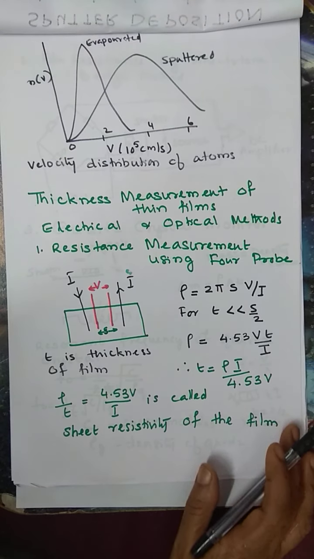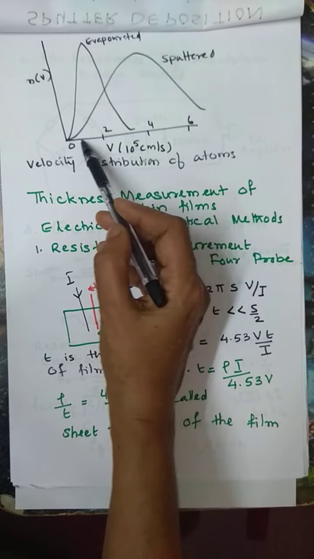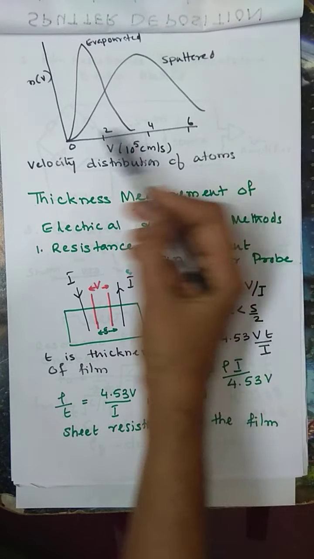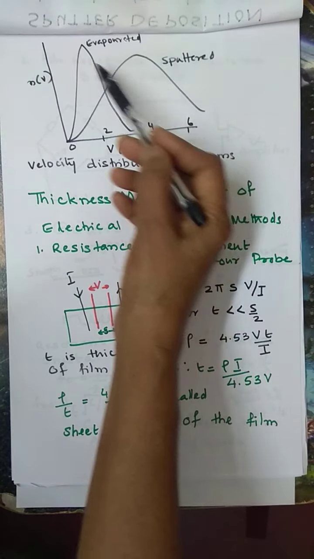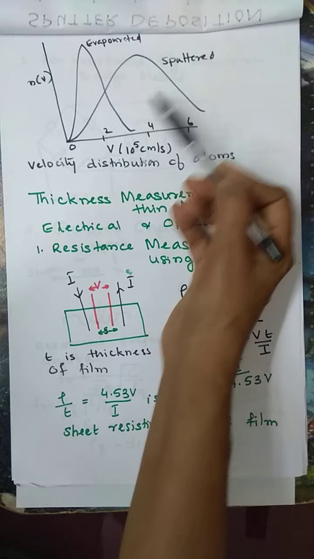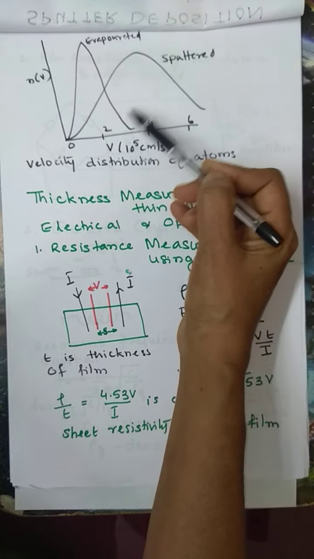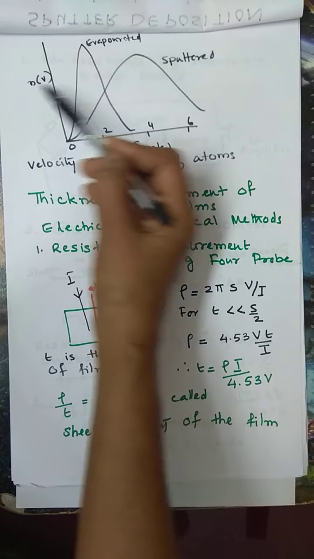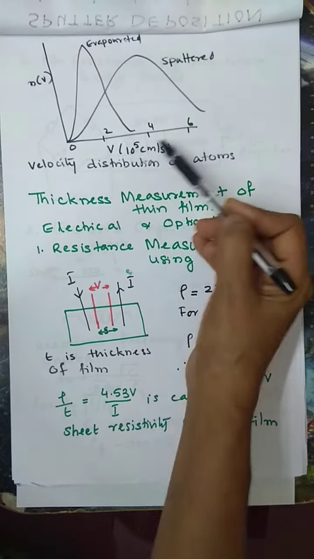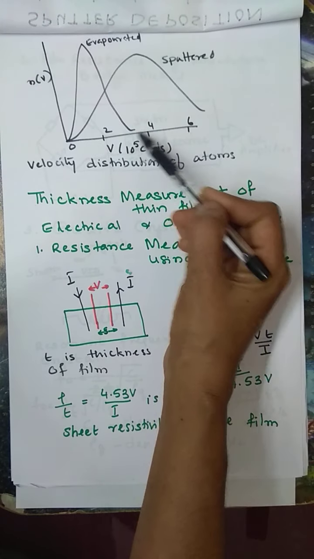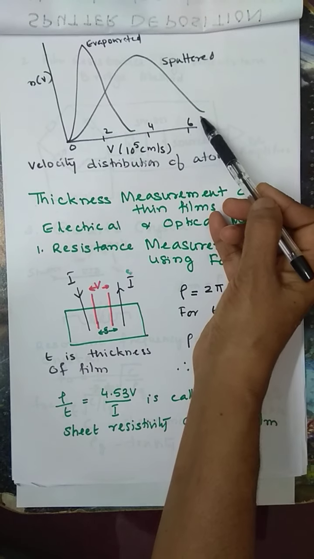This is another graph showing the velocity of the sputtered atoms. This is the velocity of the ejected atoms. I don't say sputtered because we are comparing the evaporation technique and the sputtering technique. This is the velocity of the evaporated ejected atoms versus the number. So this is in the case of the evaporated case. In the sputtering phenomena, we have the velocity of the atoms greater.